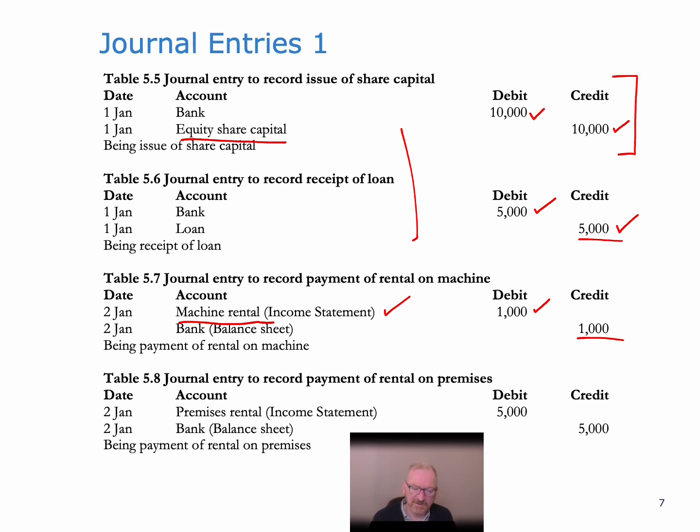And the journal entry to record payment of the rental on the premises. So the premises rental in the income statement is 5,000, and the bank goes down by 5,000. So that's a similar situation. This will end up on the income statement.